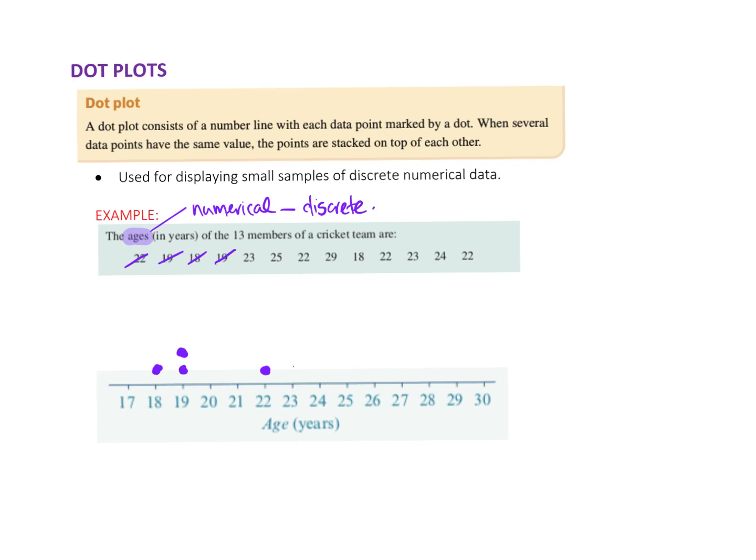Then I've got 23, 25, 22, 29, 18. So make sure that when you're on your second dot, second dots should be in line with each other. And then we've got our third one on 22, another one on 23, one on 24, and another one on 22.